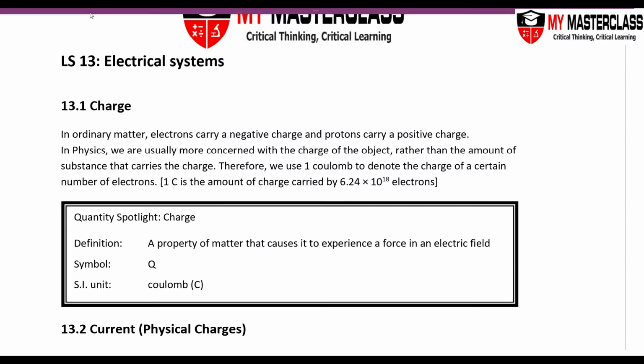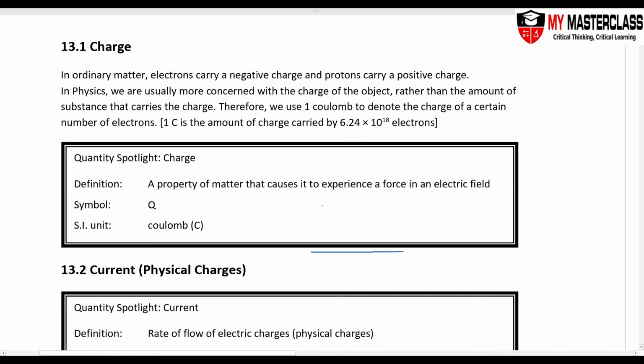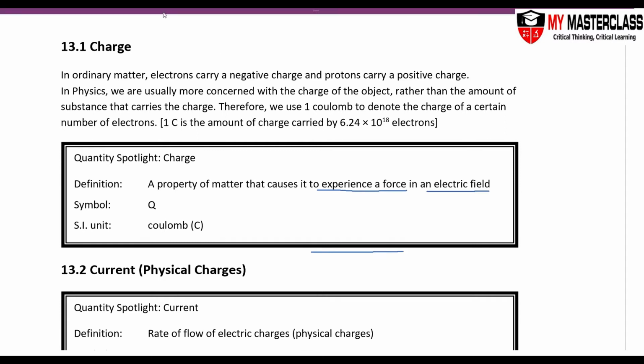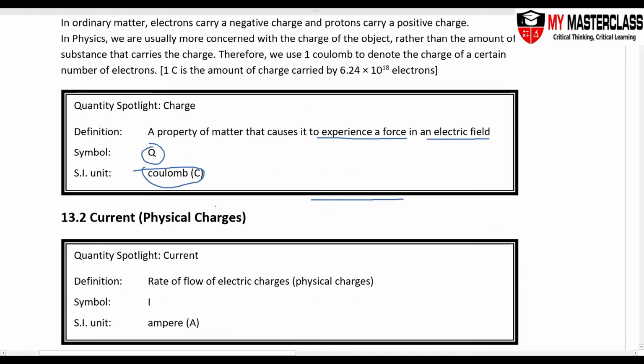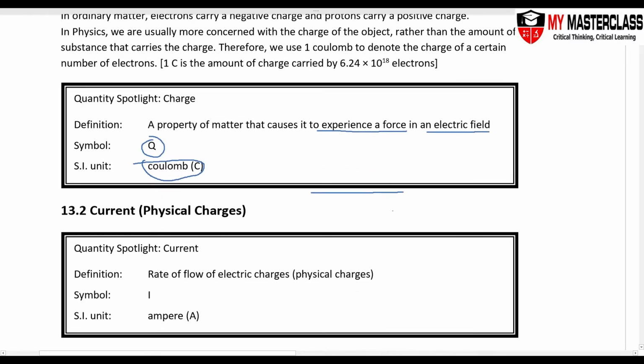The first thing to know for electrical systems is charge. Charge is the property of matter that causes it to experience a force in an electric field. The only thing you need to know for charges in this topic is the symbol Q, the SI unit, coulombs, and that when these charges flow, they produce what is called current.